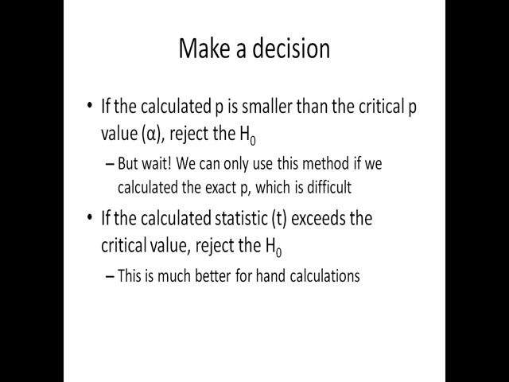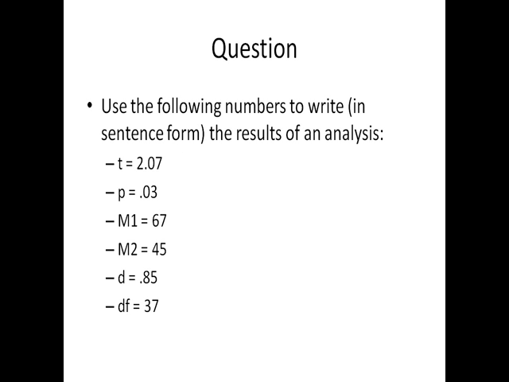Instead, we just look and see if the calculated statistic exceeds the critical value that we find in the back of the book using degrees of freedom. And if the calculated statistic does indeed exceed the critical value, we reject the null hypothesis. This is the approach that we are taking in this class for hand calculations. Using programs like SPSS, we can take the first approach.